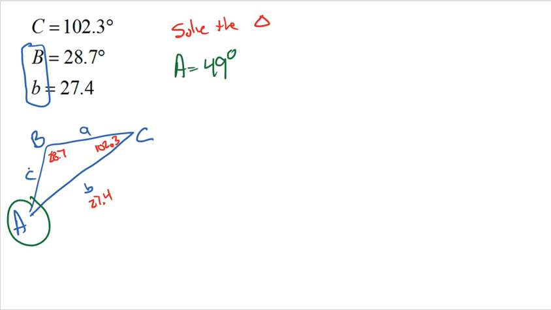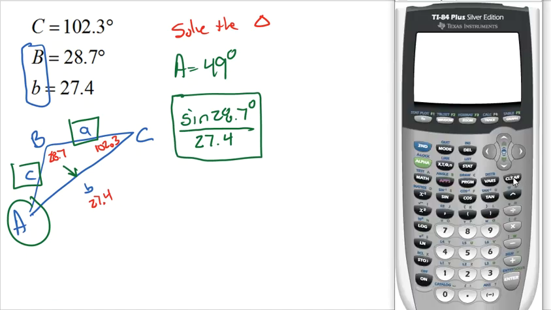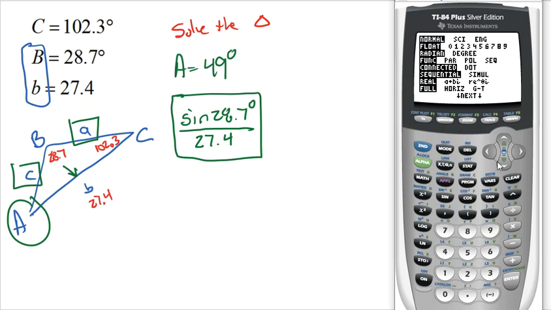Now I need to use the law of sines to find the remaining two sides, little a and little c. All right, and now again, I need that magic ratio. I know that sine of 28.7 degrees divided by the side across from it, little b, 27.4, that ratio right there is the same magic ratio as it is for angle A and angle C. So the first thing I want to do is I want to discover what that magic ratio is. So please make sure you're in degree mode because this is definitely a degree problem.